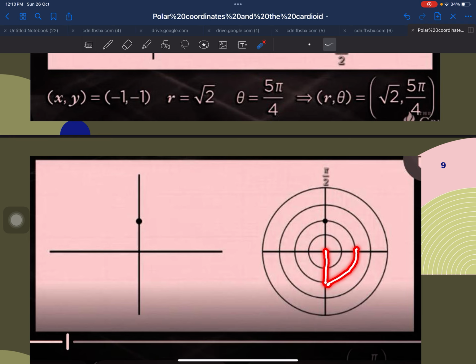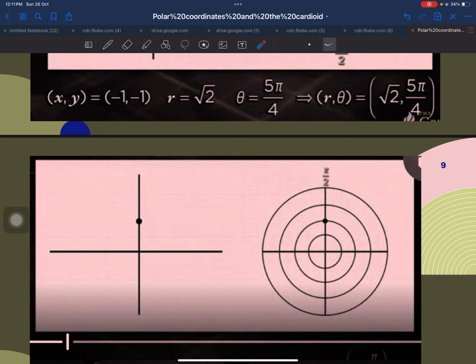Or you could do it another way. You could go around 3 pi over 2, and then go a directed distance, so negative 2, and generate this angle in this manner. This is equal to 3 pi over 2. And this one works, okay?